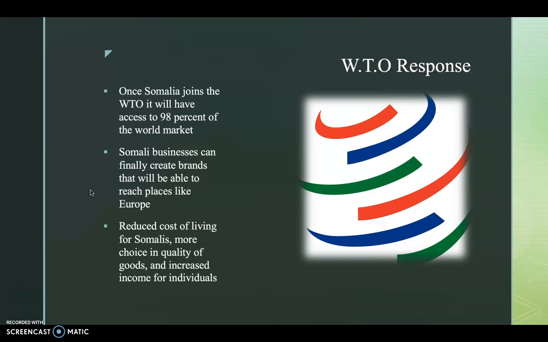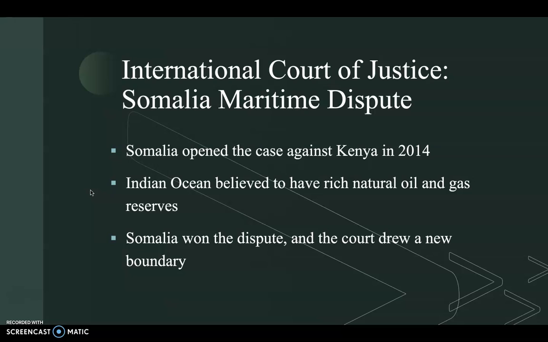Once Somalia joins the WTO, it will have access to 98% of the world market. This means that local Somali businesses can finally create brands that will be able to reach places like Europe and America. Trade will be cheap, efficient, and easy. More economic growth will take place due to less restricted trade. This global trade would eventually allow Somalia to become less dependent on their agricultural economy, which will decline eventually due to climate change. Some other benefits would be reduced cost of living for Somalis, more choice and quality of goods, and increased income for individuals.